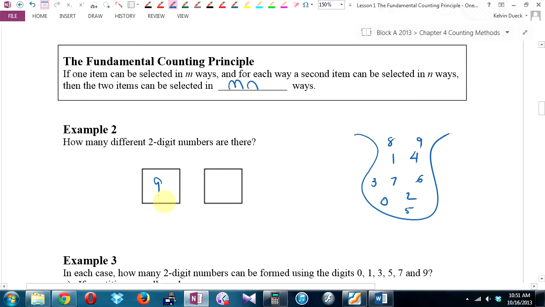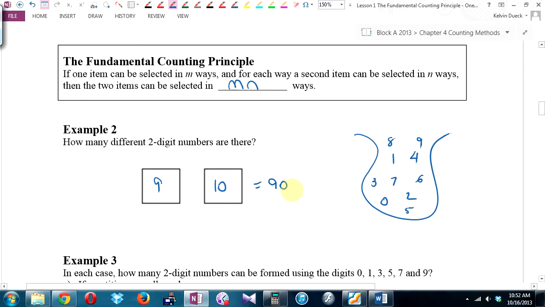The Scrabble tile goes back in. We shake it up again. How many choices do we have for the second digit? Any restrictions at all on the second digit? No? So how many? 10. In your head, how many different two-digit numbers are there? 90.